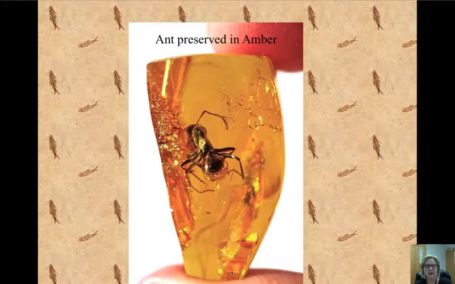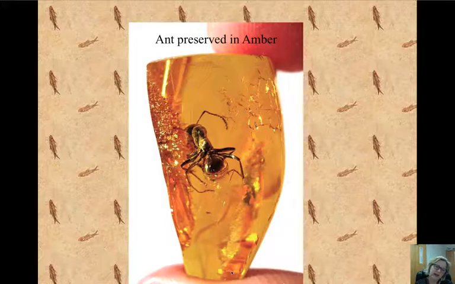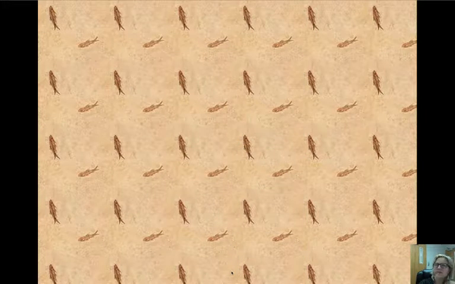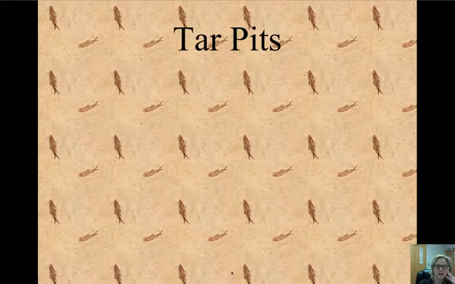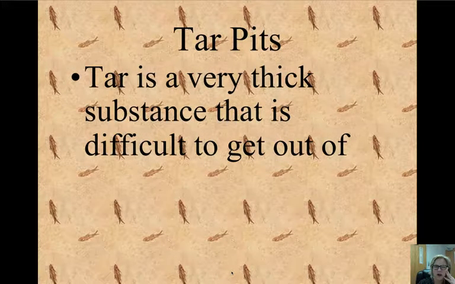And this is actually an ant preserved in amber, and it's found in certain parts of the world where they had the kinds of pine trees that created this resinous sap. All right, and this is where we're going to watch a video. We're going to talk about tar pits. Tar is a very thick substance that's difficult to get out of.